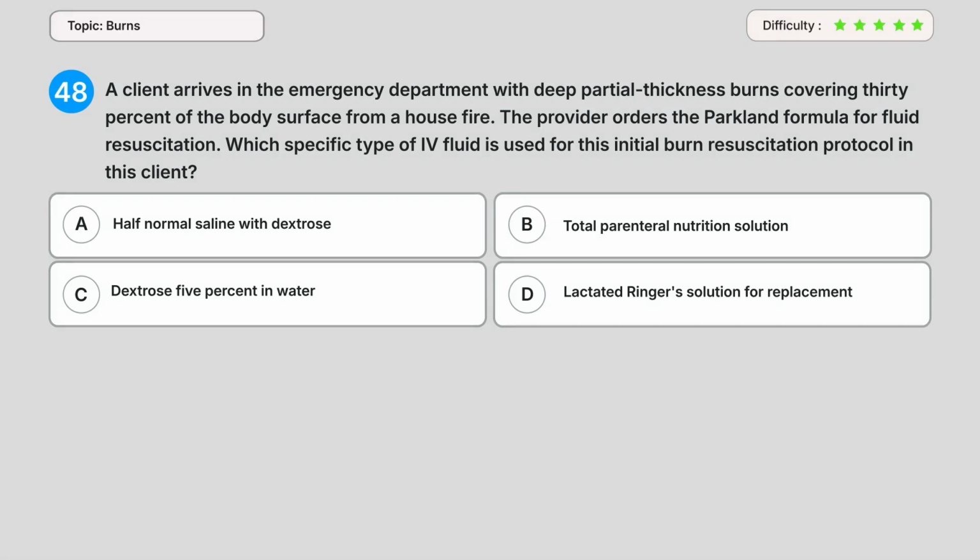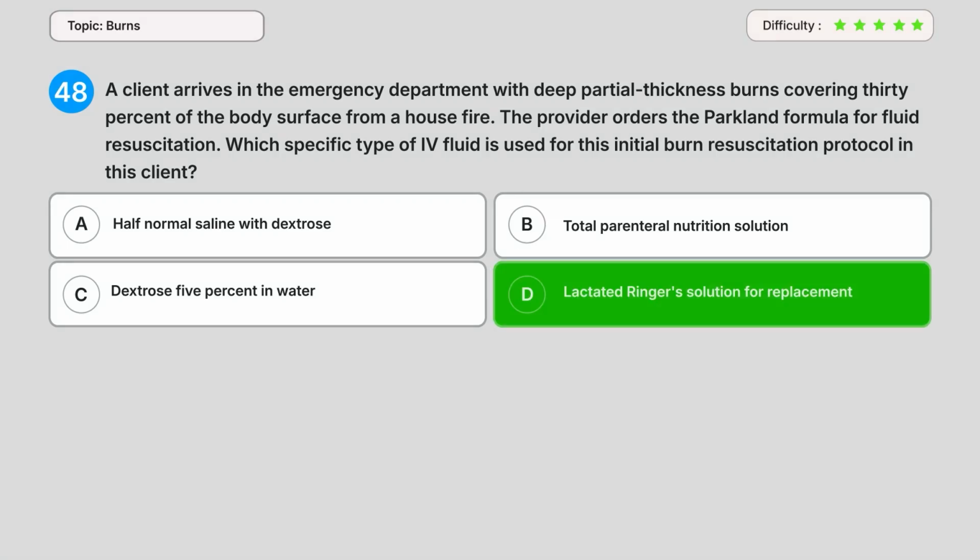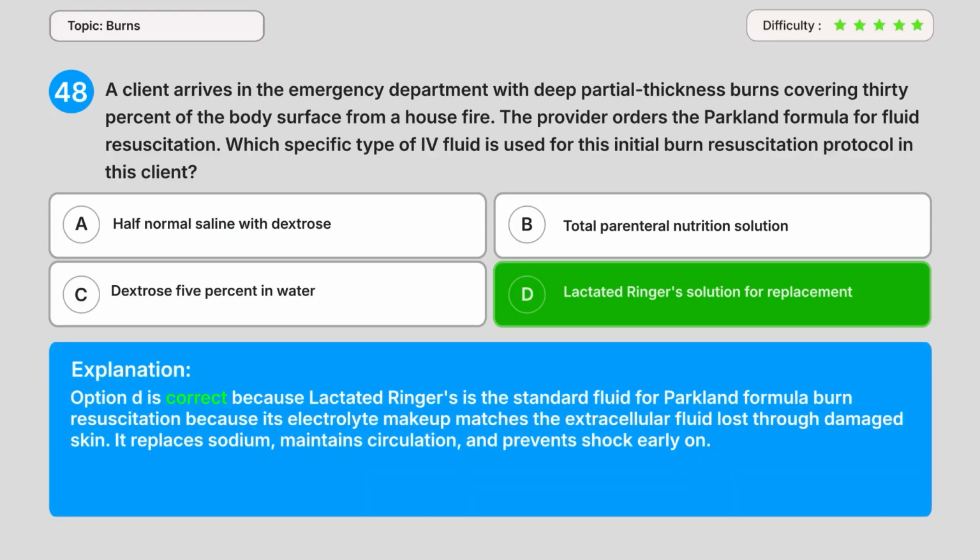Correct answer, D. Lactated Ringer's solution for replacement. Explanation: Option D is correct because lactated Ringer's is the standard fluid for Parkland formula burn resuscitation because its electrolyte makeup matches the extracellular fluid lost through damaged skin. It replaces sodium, maintains circulation, and prevents shock early on.